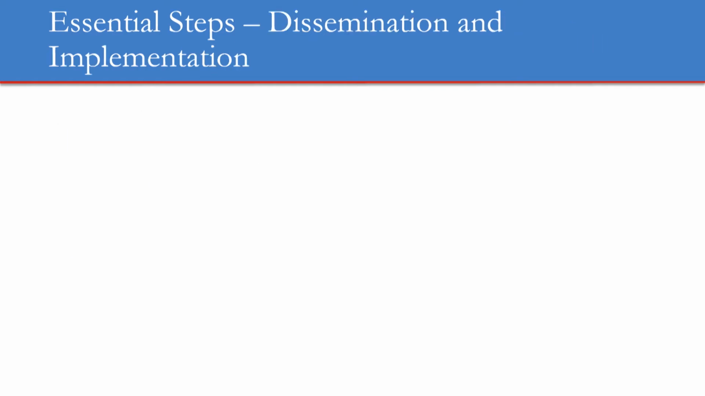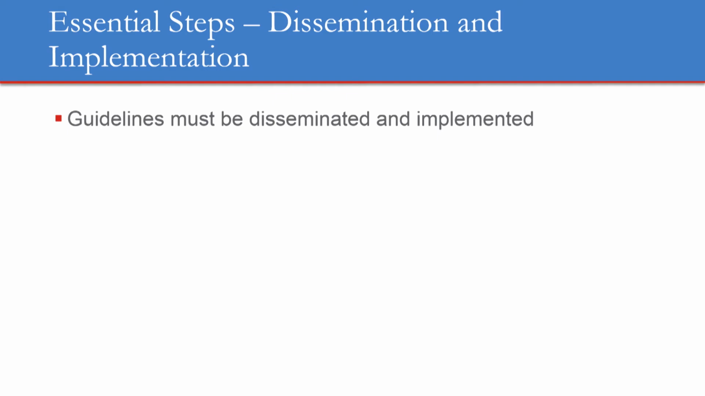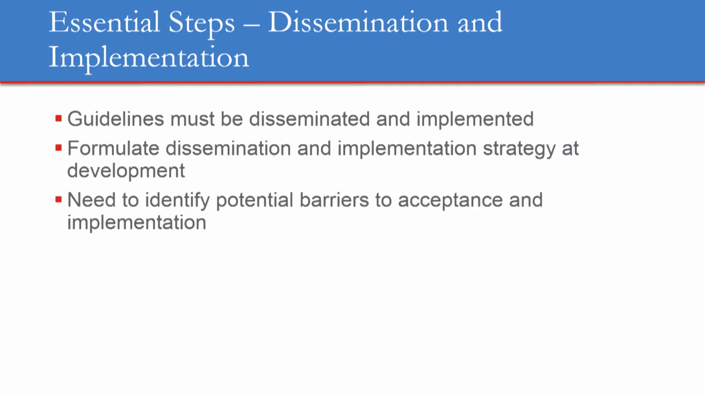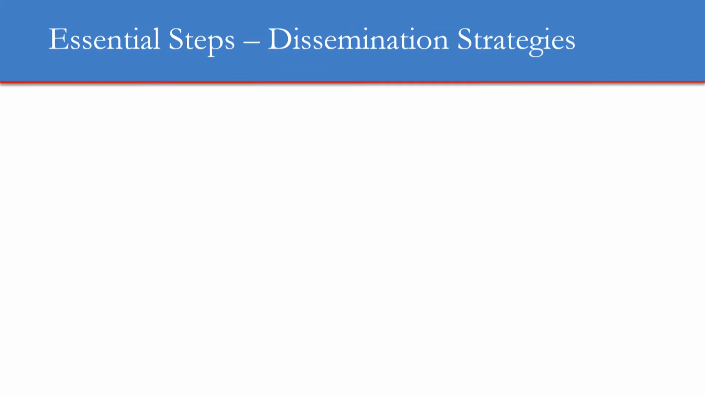For guidelines to be effective, they must be disseminated and implemented. The plan for dissemination and implementation must be formulated during the development of the guideline. Any potential barriers to the acceptance and implementation must be identified and strategies devised together with the target groups to overcome the barriers. Guidelines will not be used until they reach the target population.